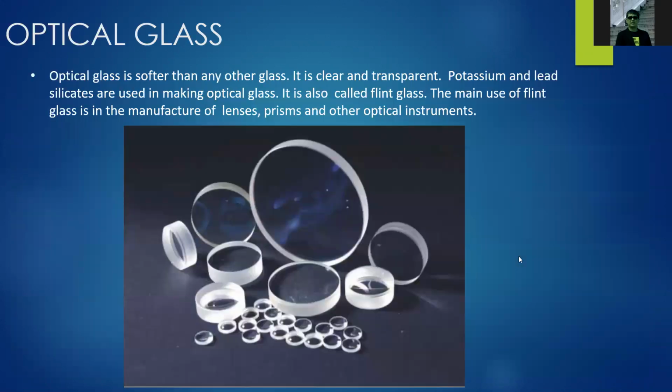So the optical glass is softer than any other glass. It's clear and transparent. Potassium and lead silicates are used in making optical glass. It's also called the flint glass. The main use of the flint glass is the manufacture of lenses, prisms, and other optical instruments. So this is commonly used in microscopes, in our eyeglasses, and also for binoculars. So these are the optical glasses.